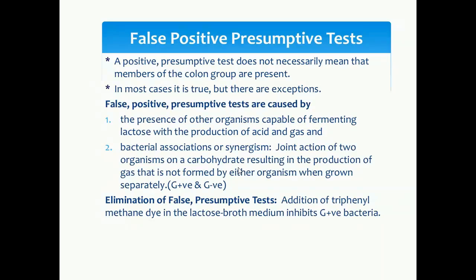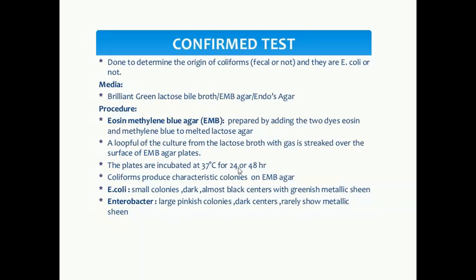Next, bacterial association or synergism: joint action of two organisms on a carbohydrate results in the production of gas that is not formed by either organism when grown separately, gram positive or negative. Next, elimination of false positive presumptive test: the addition of triphenyl methane dye in the lactose broth medium inhibits the growth of gram positive bacteria.